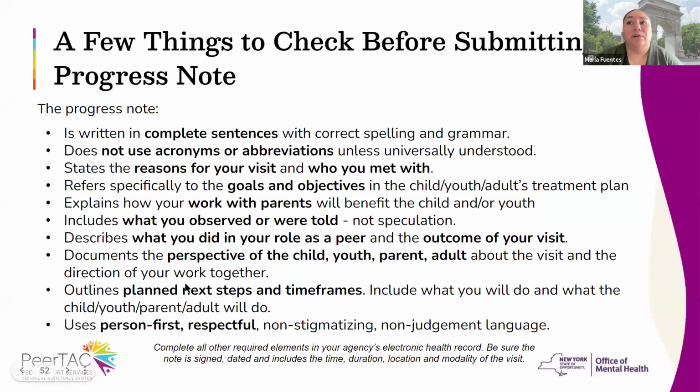Use person-first, respectful, non-stigmatizing, non-judgmental language. We have to emphasize that.